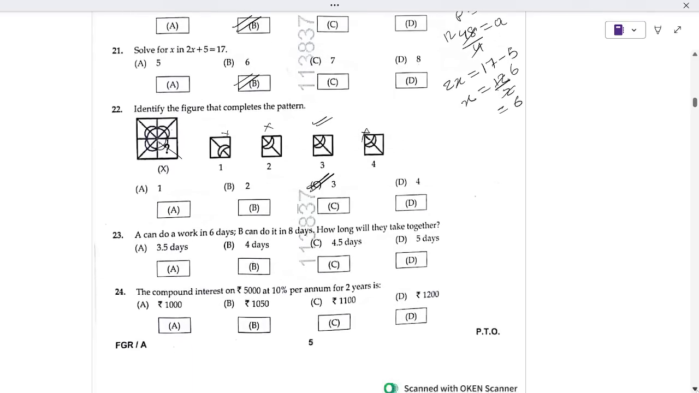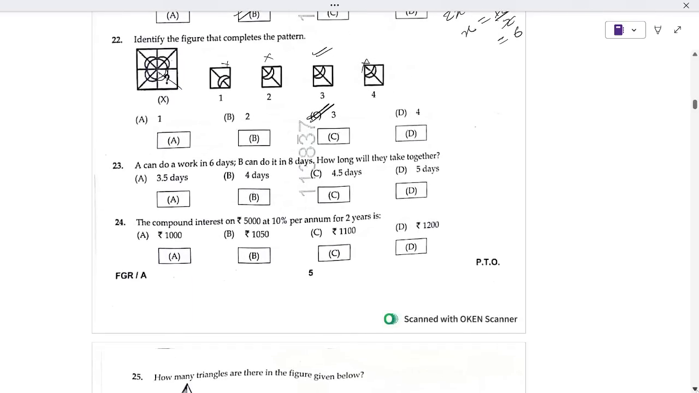Time in work. Quants is maths, but quants reasoning is different. So here A can do a work in 6 days, B can do it in 8 days. How long will they take together? So in time and work, A finishes the work in 6 days, and B finishes the same work in 8 days. That means if both work together, in how many days will they finish the work? So time and work, very important thing.